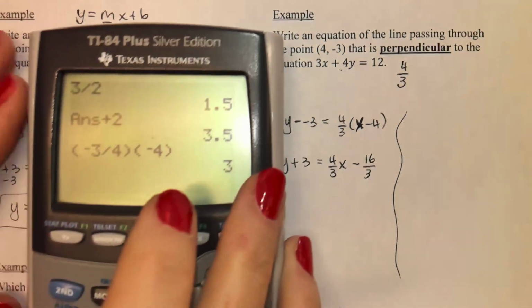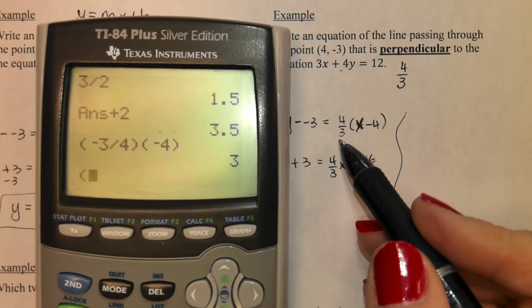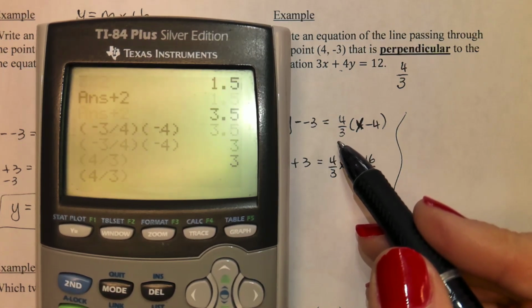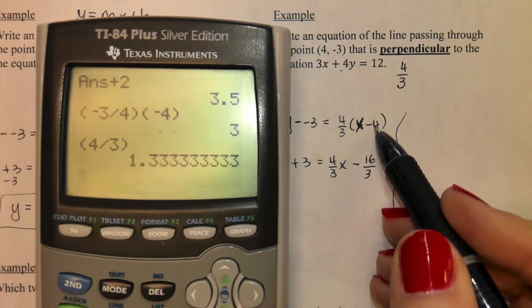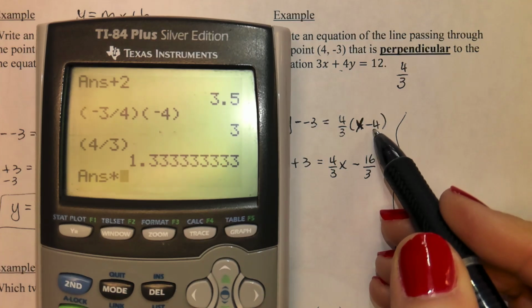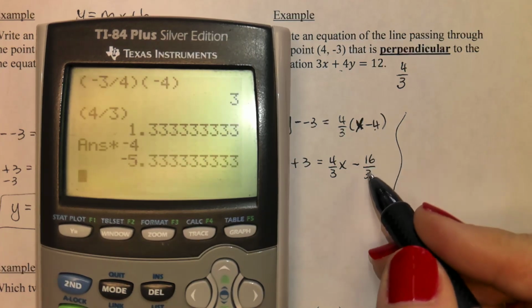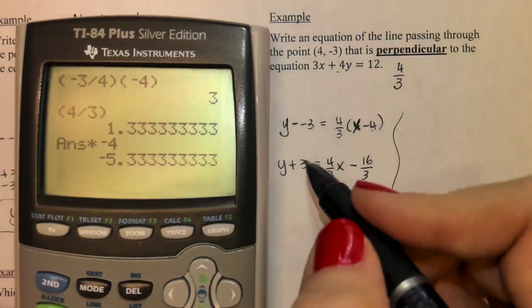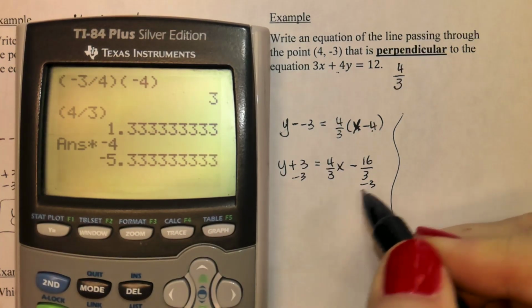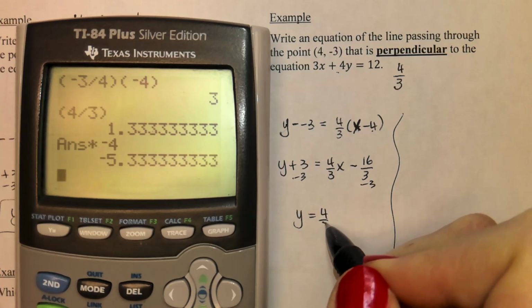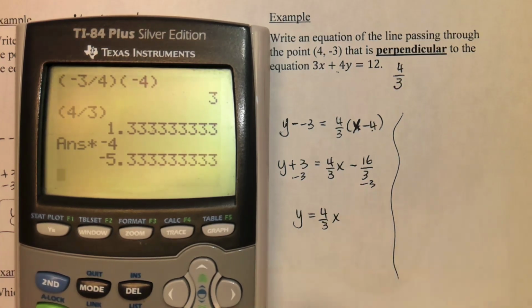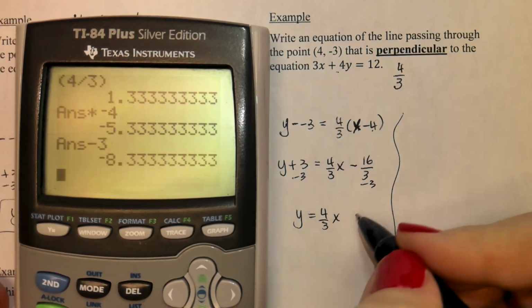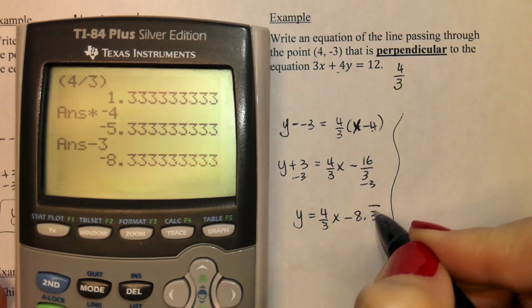If you want to do it as a decimal, you totally can. So 4 divided by 3, you can get that decimal and then just times it by -4. So your decimal right here could be -5.3 repeating. And then we're just going to minus 3 from that. So y equals 4/3 x, and then we're going to minus 3, so -8.3 repeating.